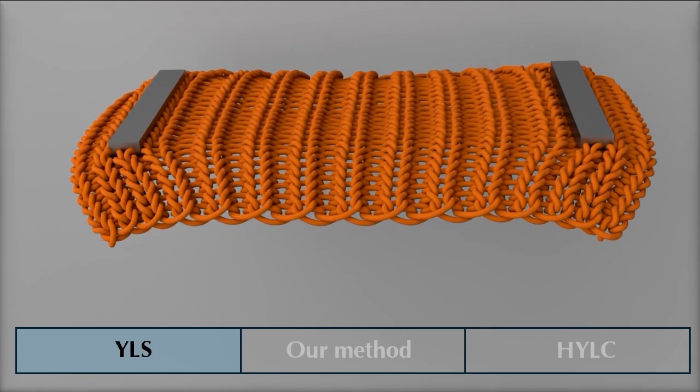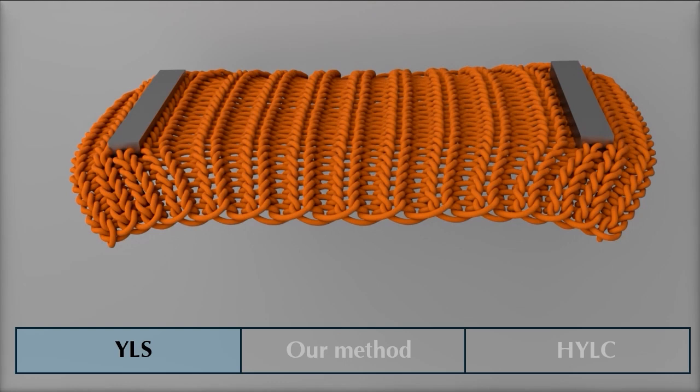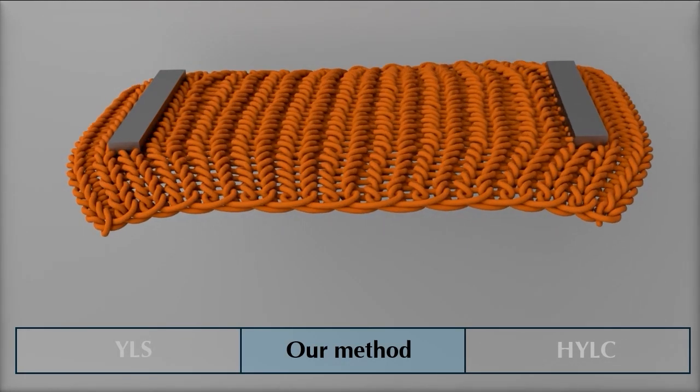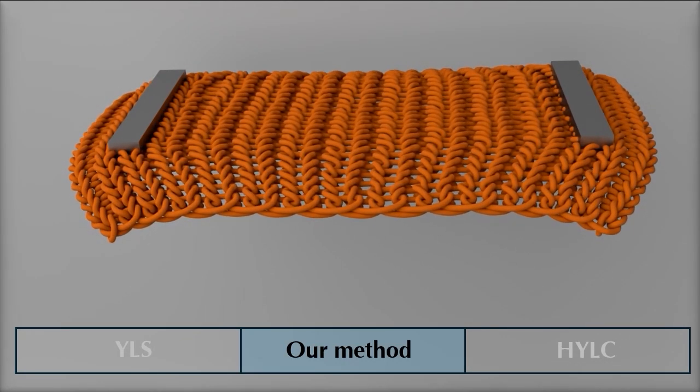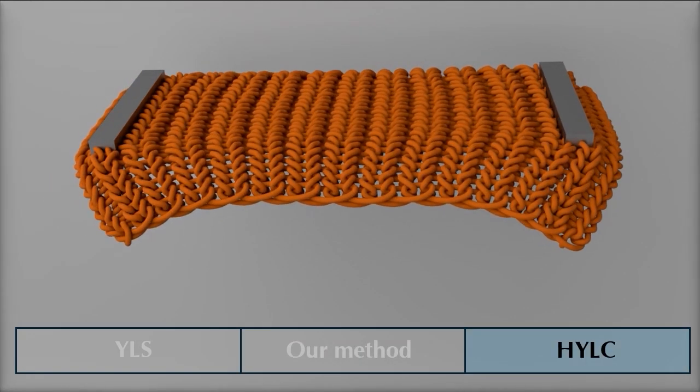We first show the yarn level simulation results. Our method shows the high stretchability in the perpendicular direction, similar to the yarn level simulation. Our method and HYLC both yield plausible results.